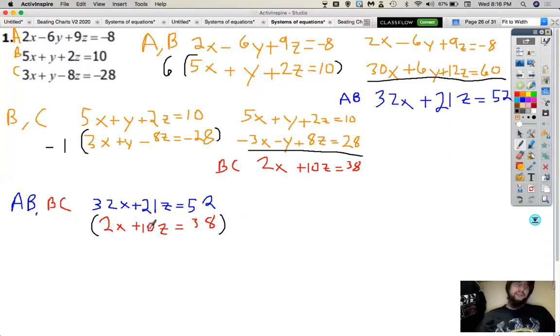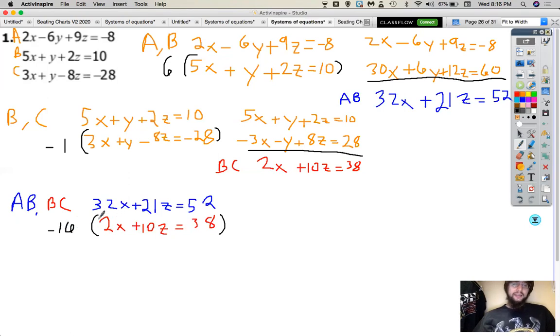I'm going with the x's. I mean, I could multiply this by 10 and that by 21, and we could eliminate the z's, but I think it is easier in this case to eliminate the x's. Would it be wrong to eliminate the z's? No. You could have done that first. I don't care. I'm just doing it the easiest possible way I can see. And there might be an easier way that I don't see. But this is what I'm seeing, so that's what I'm doing.